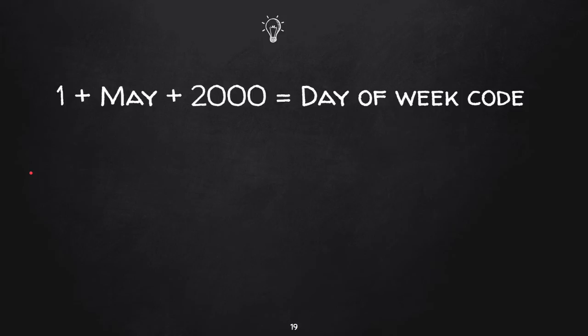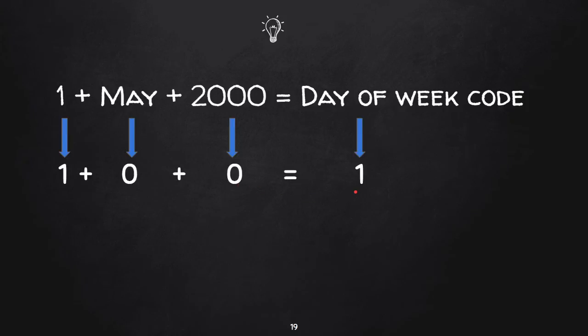So we will use our simple formula to calculate the day of the week code. We know that date plus month code plus year code is equal to day of the week code. The date is simply 1. The code for the month May is 0. And the code for the year 2000, we have already learned in our previous lecture, is 0. So we get our formula as 1 plus 0 plus 0, which is simply equal to 1.